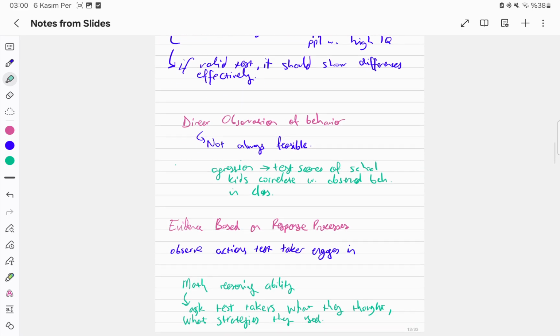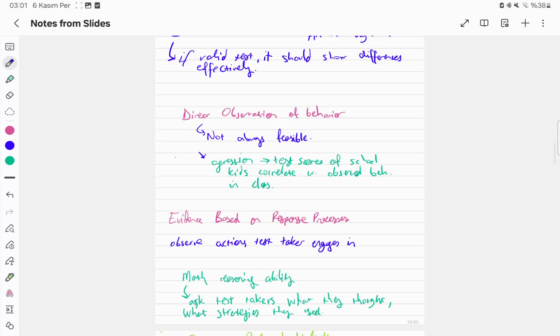So we can also directly observe their behavior, but this is not always feasible. For example, maybe we can do aggression: we can look at the test scores of school kids, and see if this is correlating with observed behavior in class. Are the test scores of aggression correlating with their actual aggressive behaviors? So direct observation may not be helpful all the time.